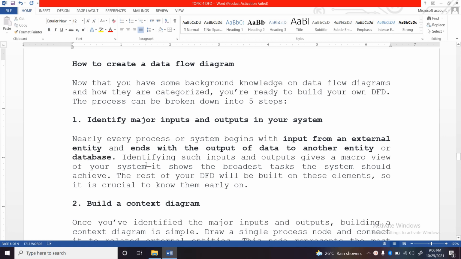Identifying such inputs and outputs gives a macro view of your system, and it shows the broadest task the system should achieve, and the rest of your DFD will be built on these elements, so it is crucial to know them early on. So first that you're going to do, know your inputs and outputs.